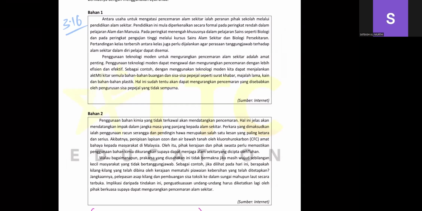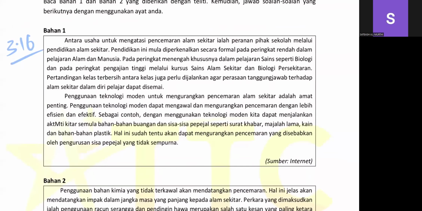Okay, what is the langkah untuk mengurangkan pencemaran? Can I just copy the point? Yeah. From bahan satu and bahan dua, you need to find the answer from the petikan. But then you cannot put point form in the answer. I will just highlight the answer here. I won't write the answer. So which one is from bahan satu first? Okay, which one is to avoid pencemaran alam sekitar?